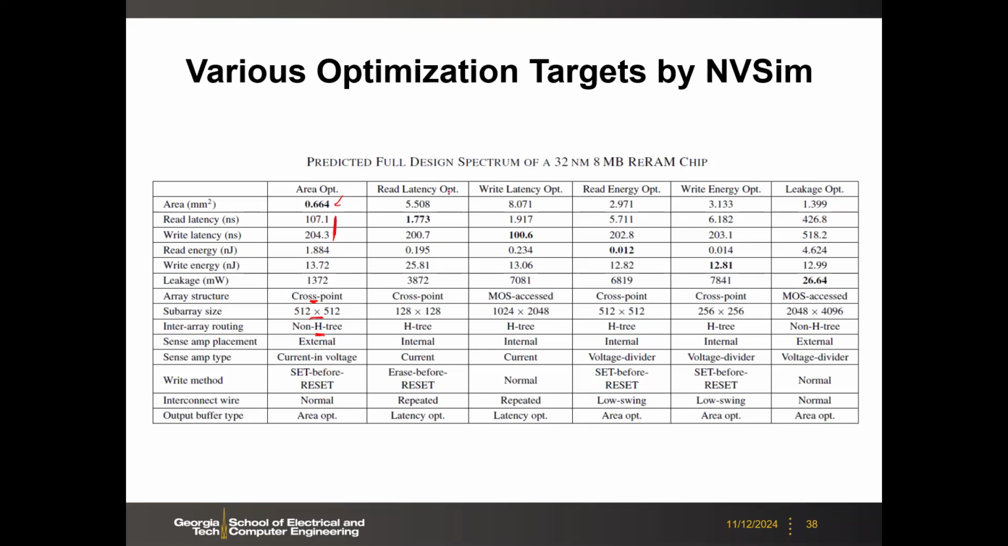But if you want to optimize for the read latency, you have to increase the size significantly. And then latency could be below like 2 nanoseconds. And then you have to use H tree, smaller subarray size, and so on, right? Depending on your target. I will not go through the entire table. Basically, you can optimize for your design targets, right? That means your configuration will be different for different design targets.